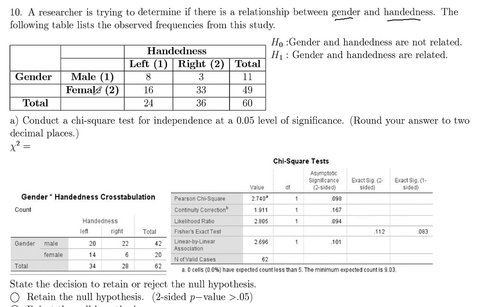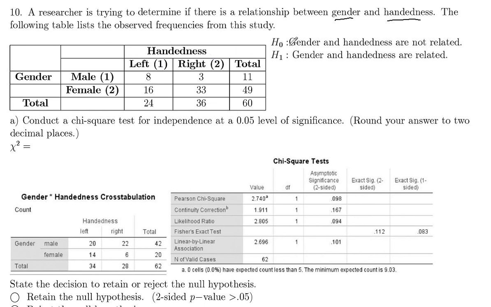So we've got male and female. We're going to code a male as a 1, female as a 2, and it doesn't matter which is which as long as you get the table information in the right cells. And then we've got left-handed people and right-handed. We'll code a left hand as a 1 and the right hand as a 2.